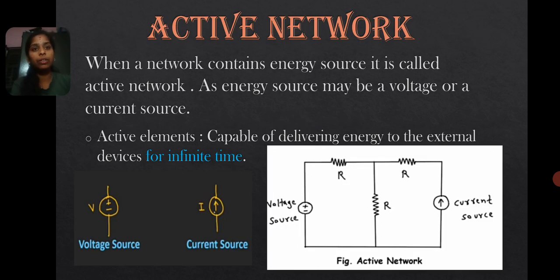First, active network. When a network contains an energy source, it is called an active network. The energy source may be a voltage or a current source. Active elements are capable of delivering energy to external devices for infinite time. Voltage source, current source. This is the circuit of an active network.